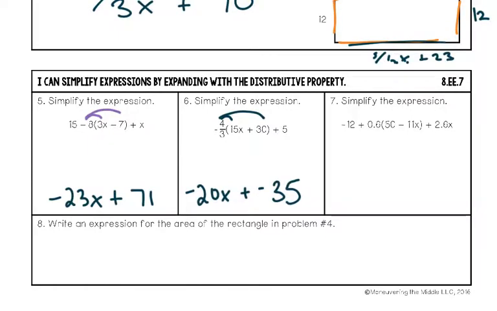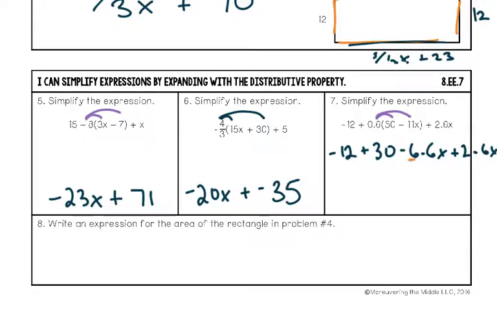The next one's a little bit harder looking because it's got decimals, but all you're doing is the same thing. This 0.6 is being distributed to each of these terms. I'll go ahead and bring down my negative 12, and then I'm going to simplify by doing 0.6 times 50. 0.6 times 50 gives us 30, so plus 30. Then 0.6 times negative 11 is negative 6.6x because there's x's attached. Plus, I'm going to bring down this 2.6x.